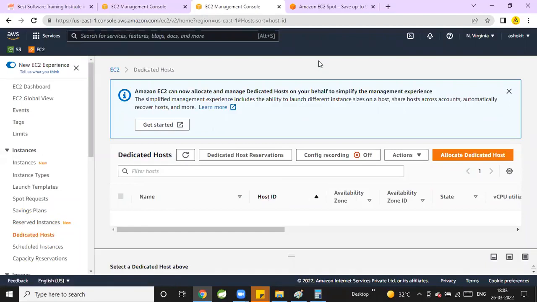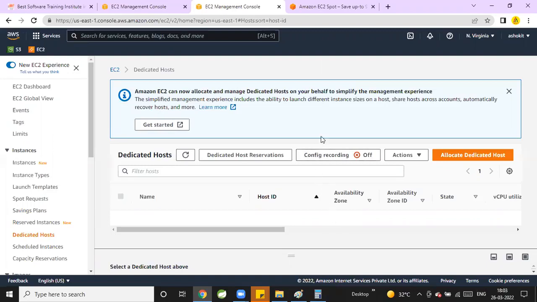Namaskar. Dedicated host. A dedicated host is a physical machine available to you. What is the meaning of dedicated host? A physical machine. Amazon EC2 can now allocate and manage the dedicated host on your behalf to simplify the management experience. The simplified management experience includes the ability to launch different instance sizes on a host, share a host across accounts, automatically recover a host, and much more. These are physical machines that they are going to maintain for you.